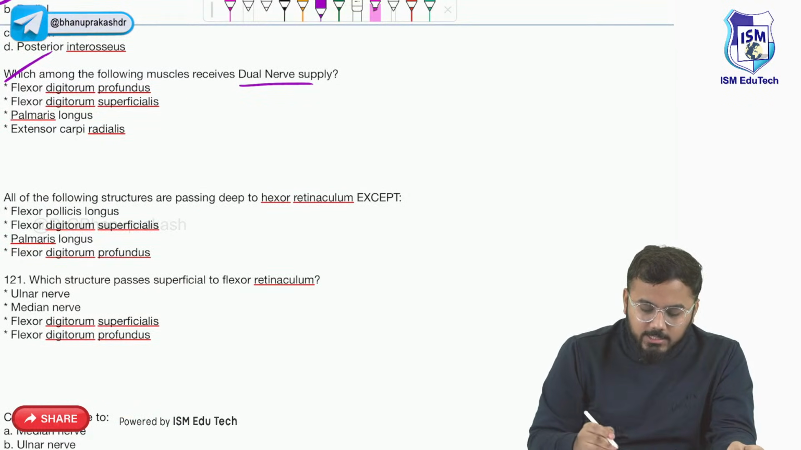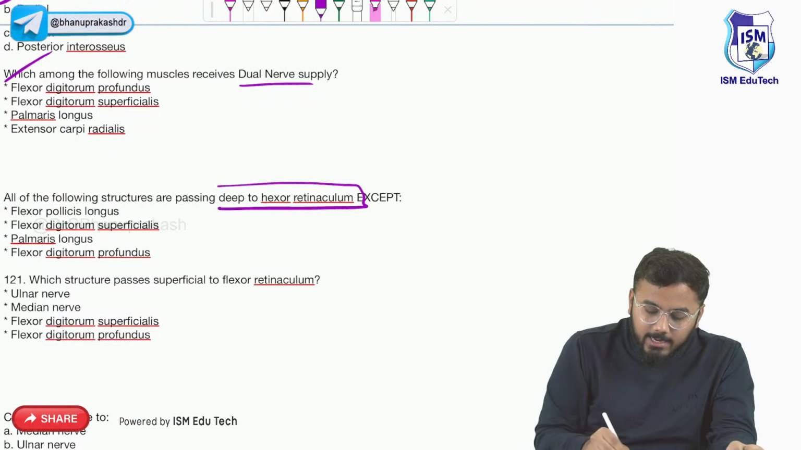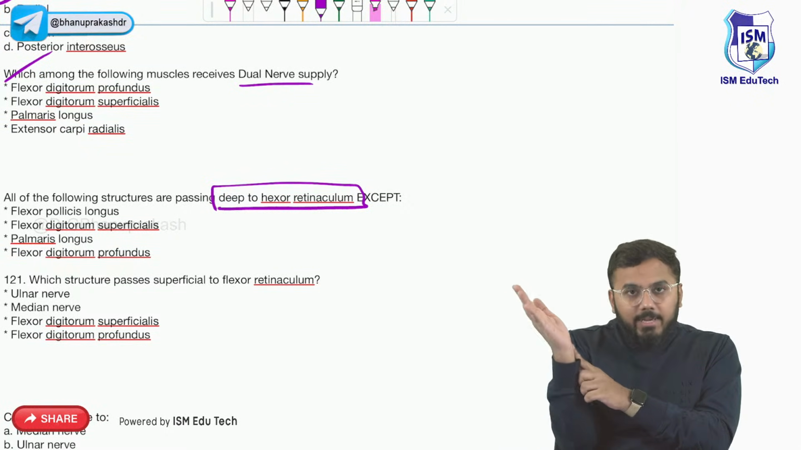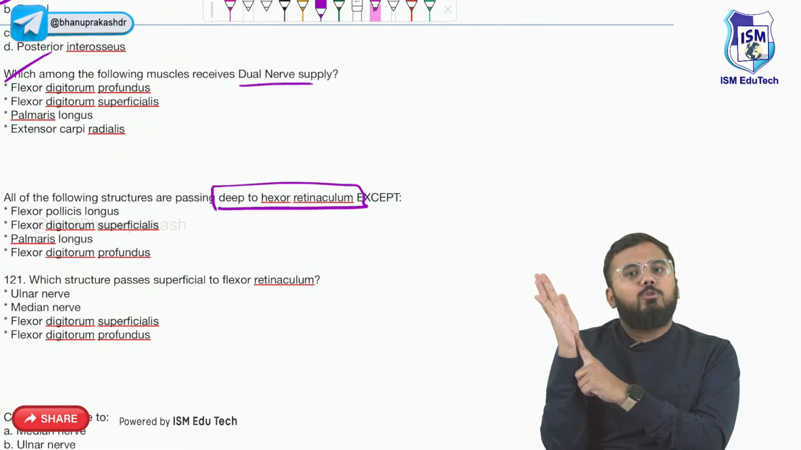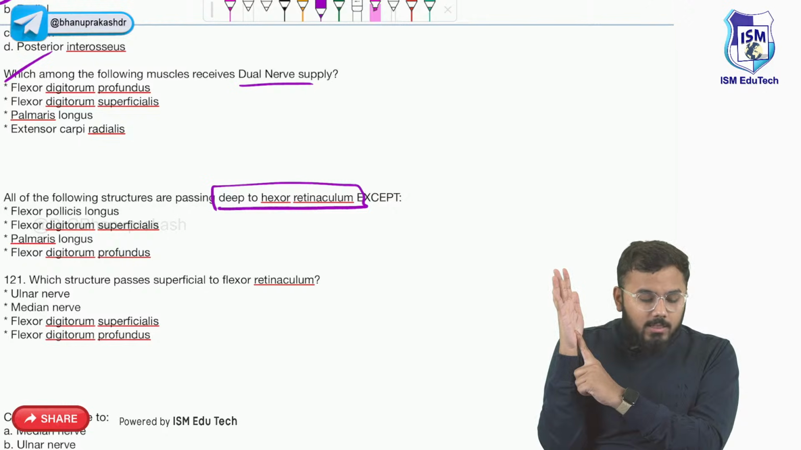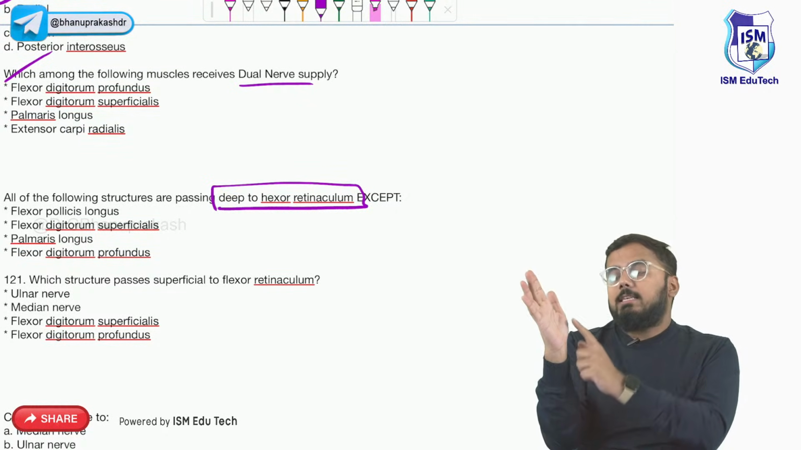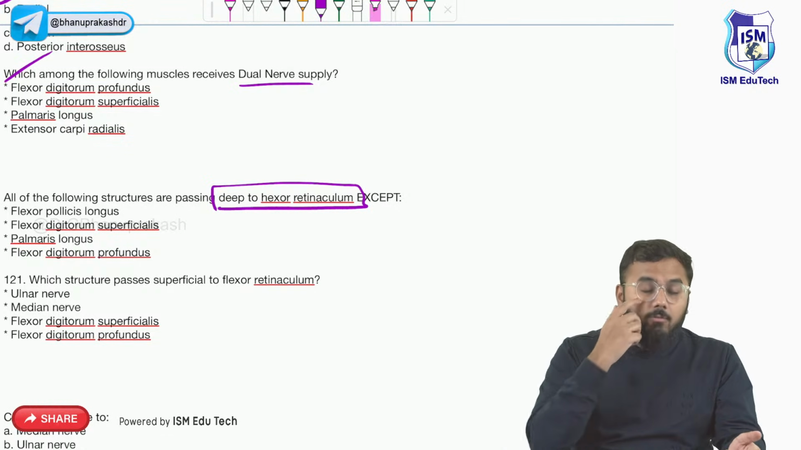All of the following structures pass deep to flexor retinaculum. I have already told you, deep to the flexor retinaculum. All the structures pass deep, and there is only one thing that passes above the flexor retinaculum, and what is that?